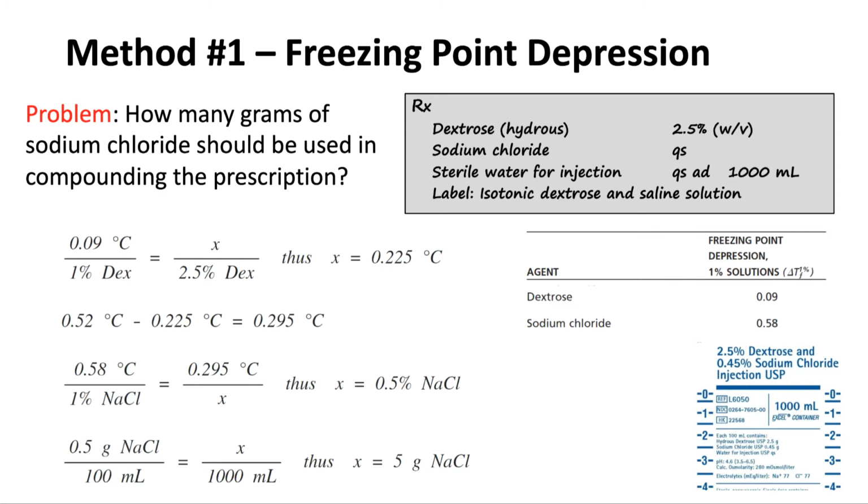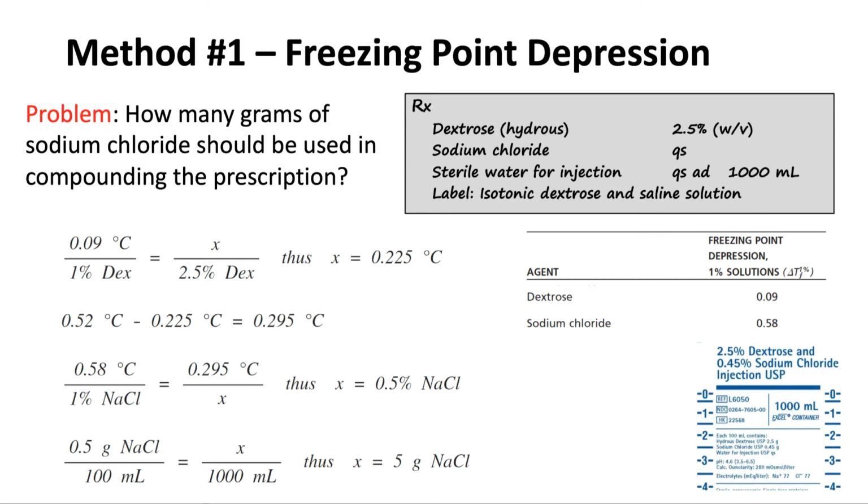So let's take our 0.5% and set that as a proportion, saying that 0.5 grams of sodium chloride over 100 mL, since that's what 0.5% represents, is equal to some X grams of sodium chloride per 1,000 milliliters. You can certainly solve for this a couple of different ways, but 0.5 times 1,000 divided by 100, solving for X, would give you a total value of 5 grams. So this says we need 5 grams for every 1,000 milliliters to make a solution that has 0.5% sodium chloride.